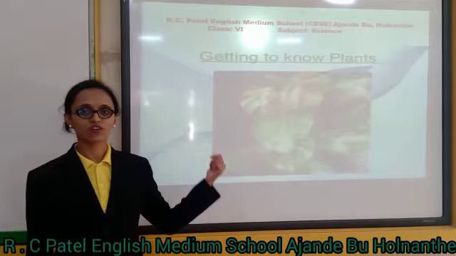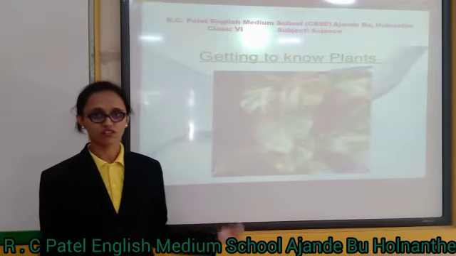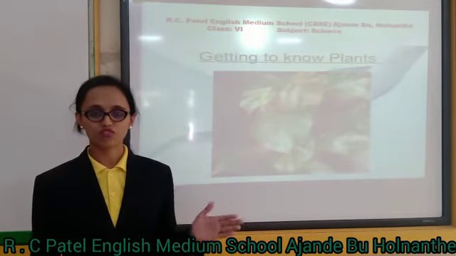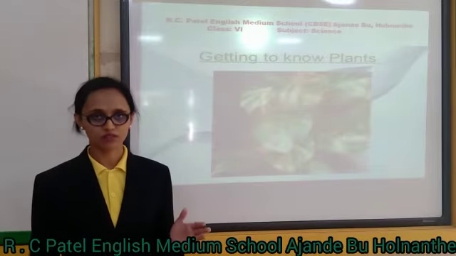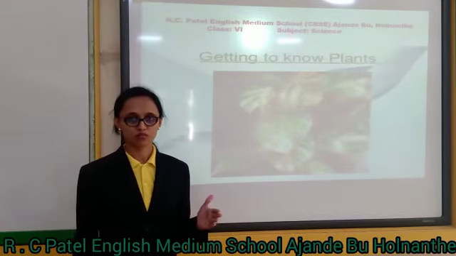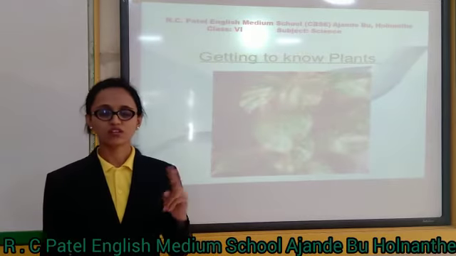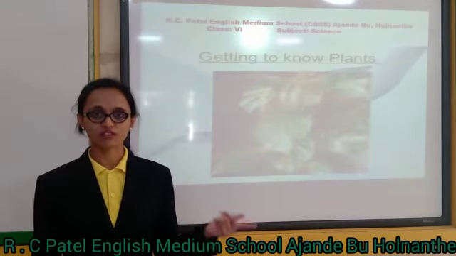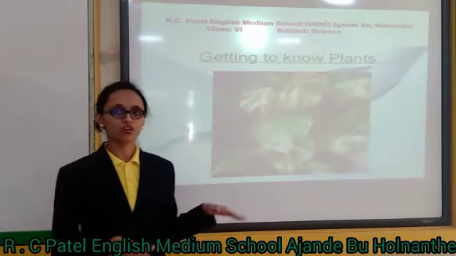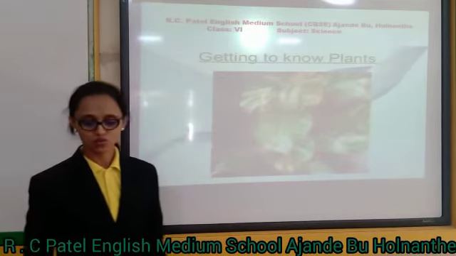In this module, we are going to learn about the chapter Getting to Know Plants of class 6. In the previous module, we learned about the parts of plants and the types of plants. Now, in this module, we are learning about the root system. All of you know very well, there are two systems in plants, the root system and the shoot system. So, in this module, we are going to learn about the root system.